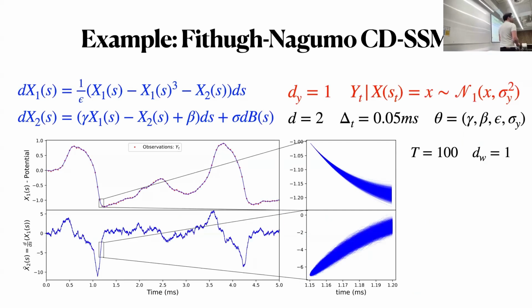Okay, so here's a concrete example of this particular model class. This is a FitzHugh-Nagumo model, which is used to model the action potential of a neuron. The first component is the action potential. The second component is the conductance dynamics. And the observation density is only in the action potential, which is common in application.